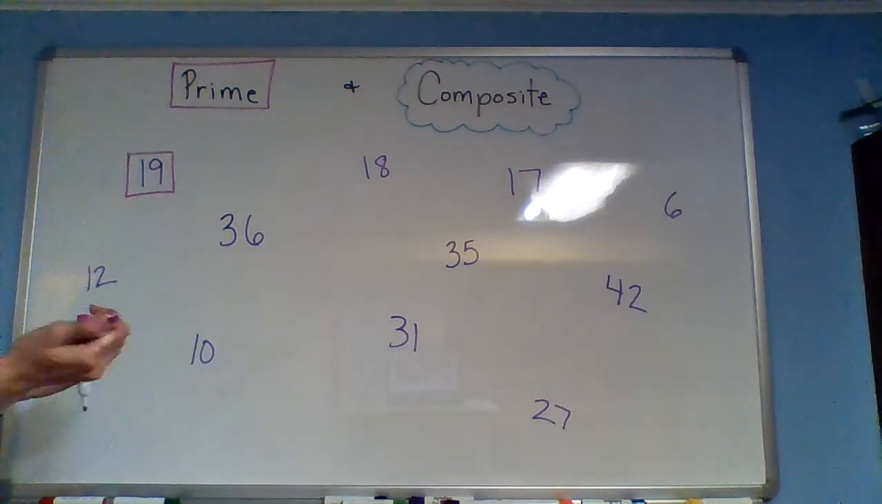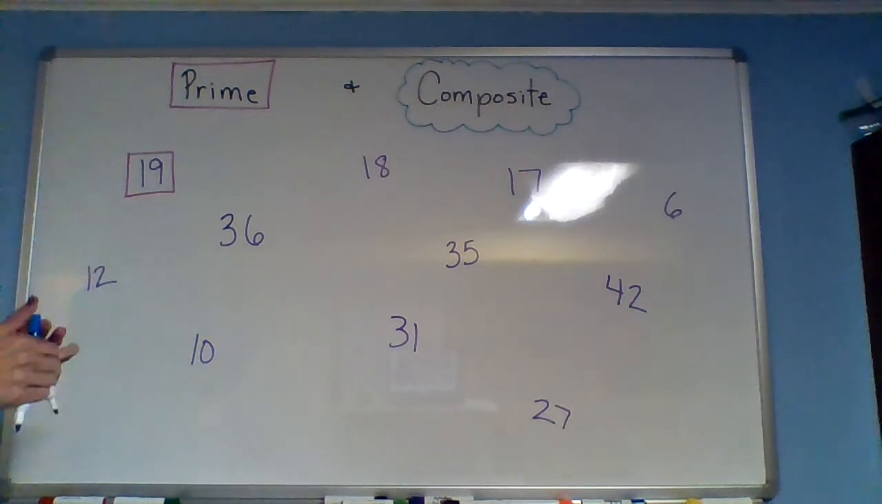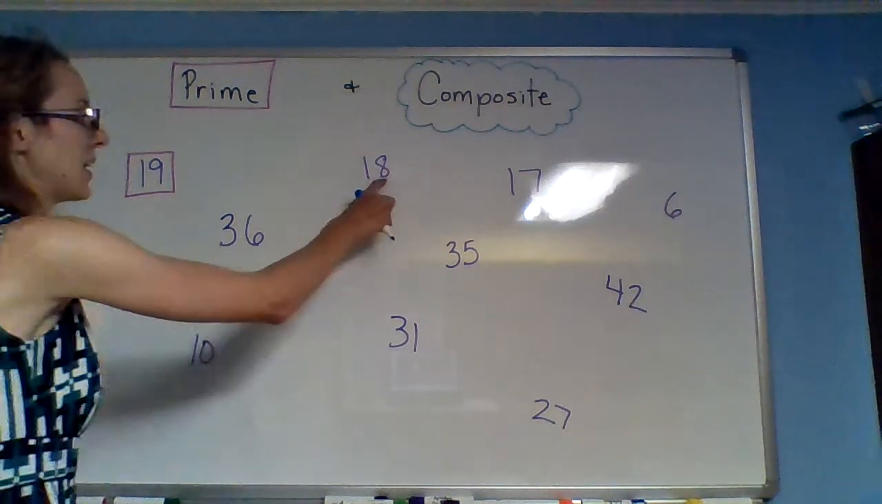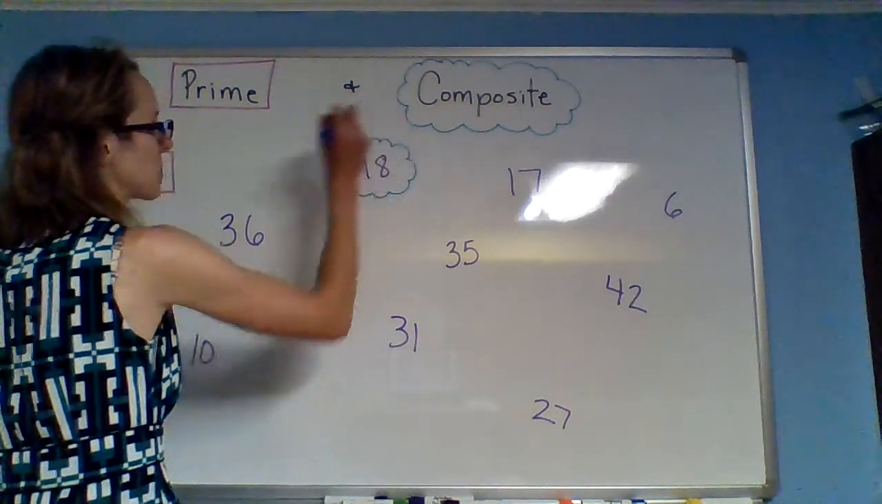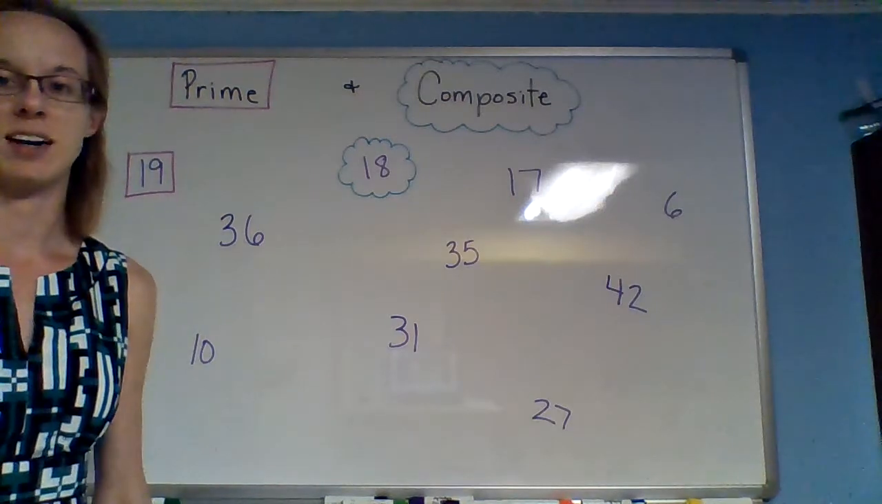Moving my way across the board, I get to 18. 1 and 18. Oh, 18 is an even number, so automatically I know it's composite because it's going to have a factor of 2.